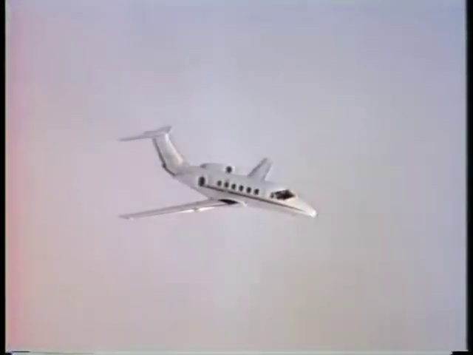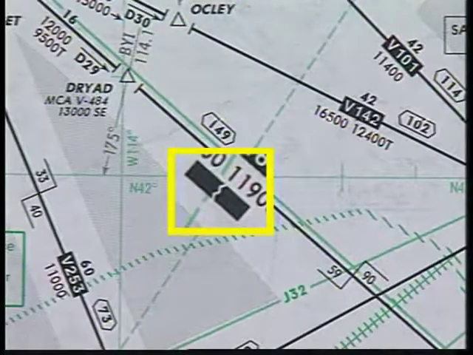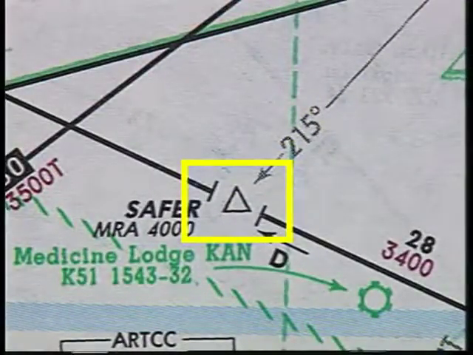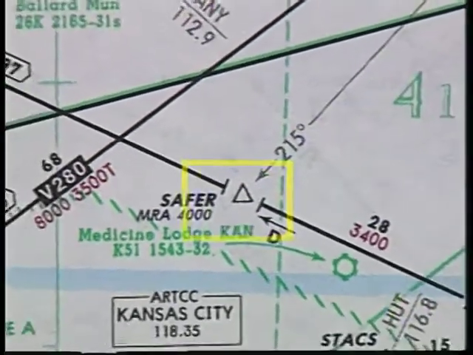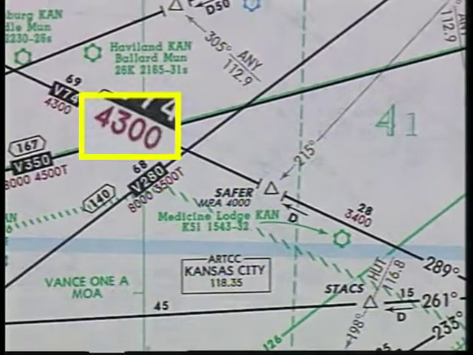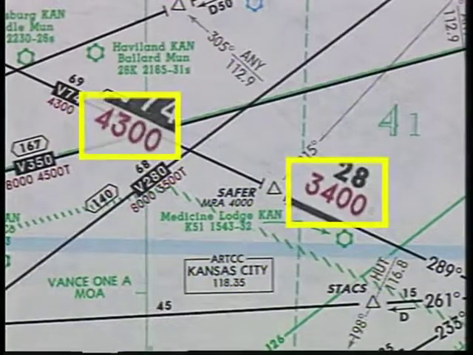Although you can typically expect navigation signal reception at the minimum en route altitude, a broken bar symbol indicates a possible gap in the navigation signal even if you maintain the MEA. This break usually occurs for only a very short distance. When the MEA changes at a location other than a nav aid, a break in the airway is shown, and small bars are placed across the airway centerline. Notice that the MEA is 4,300 feet to the west of Safer intersection and 3,400 feet to the east.